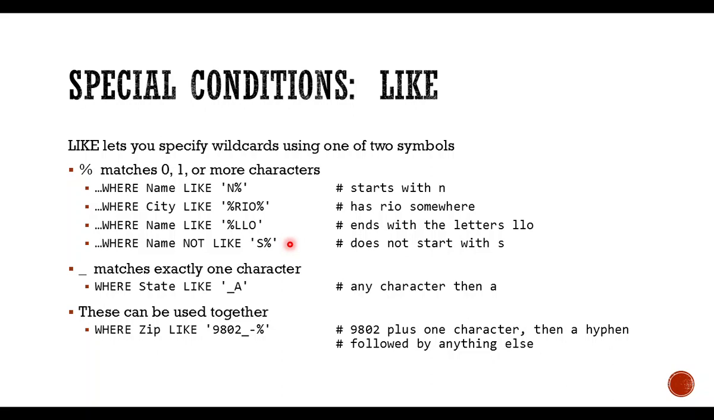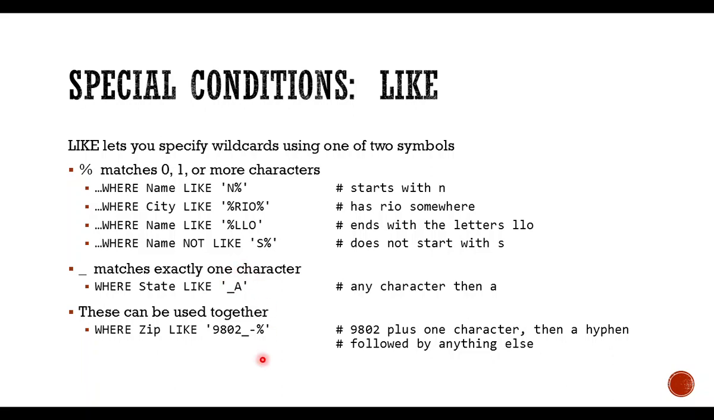There's also another wildcard which matches exactly one character. Remember this one is 0, 1 or more. In this case, it matches exactly one character. So I'm looking for states that are something A. This won't find A at the beginning. It has to be something A. This could be Washington, WA, or MA, but it has to be one letter followed by an A. So that's another useful one.